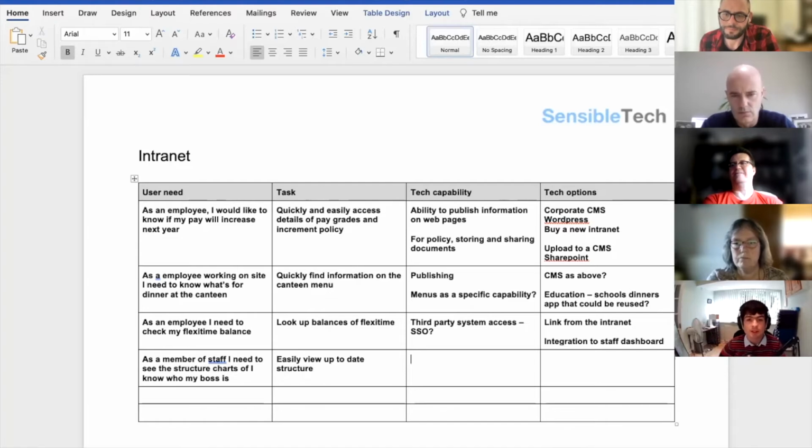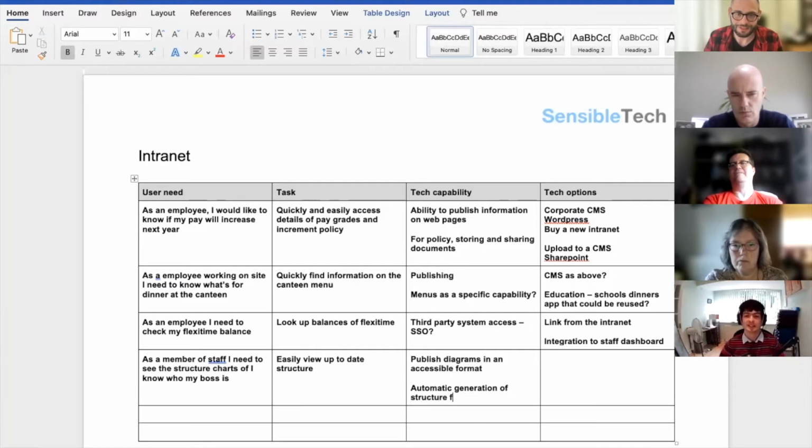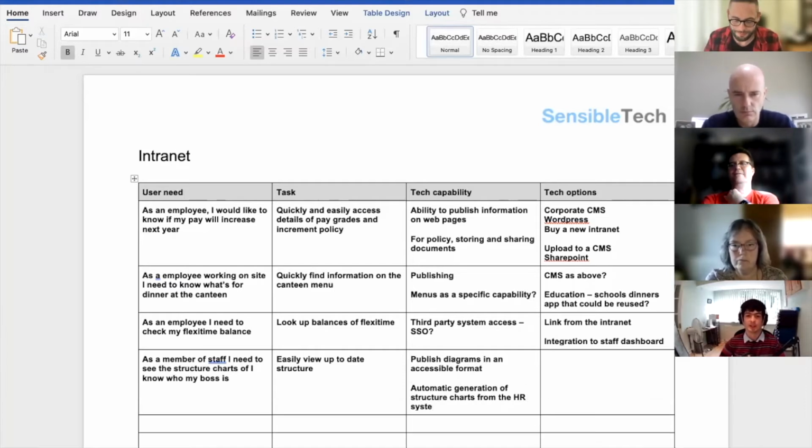Sorry, I'm just trying to get to capability level. I mean, at a simple level, producing diagrams. I was going to say automatic generation of organizational structure charts. I think there's almost a specific thing around that. Charts from the HR system. Yeah, absolutely right, and some kind of integration there.